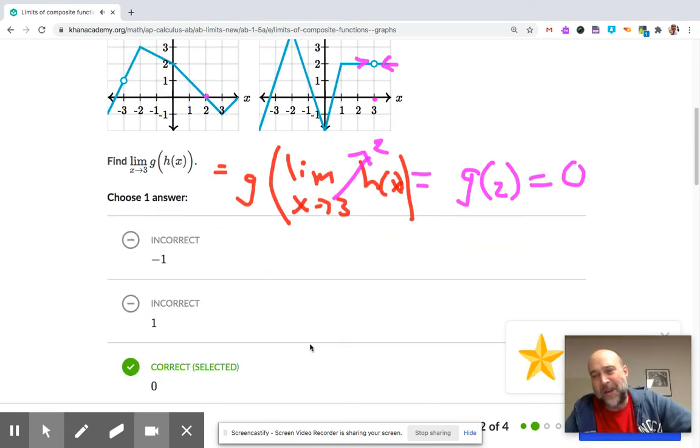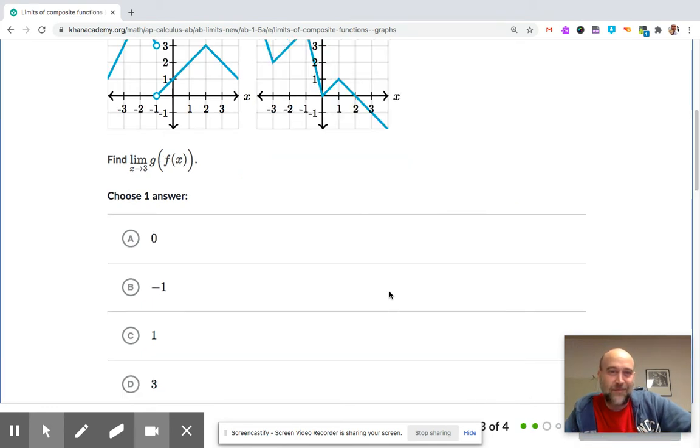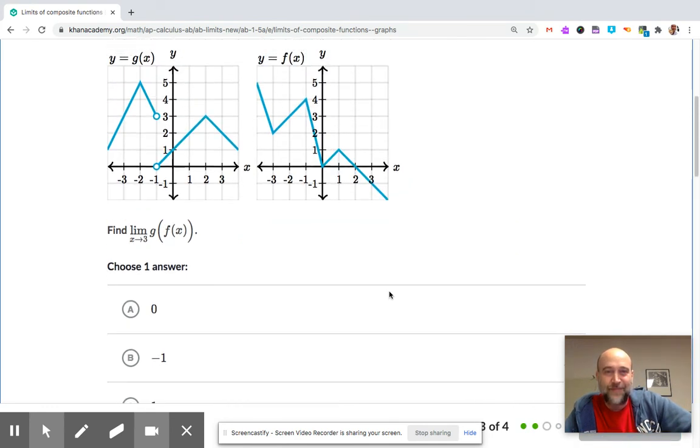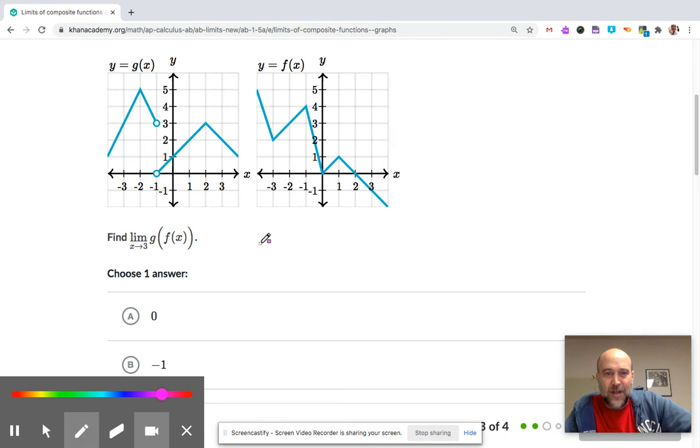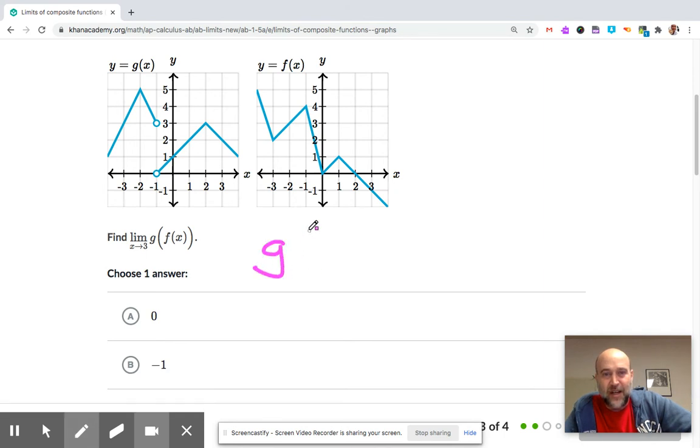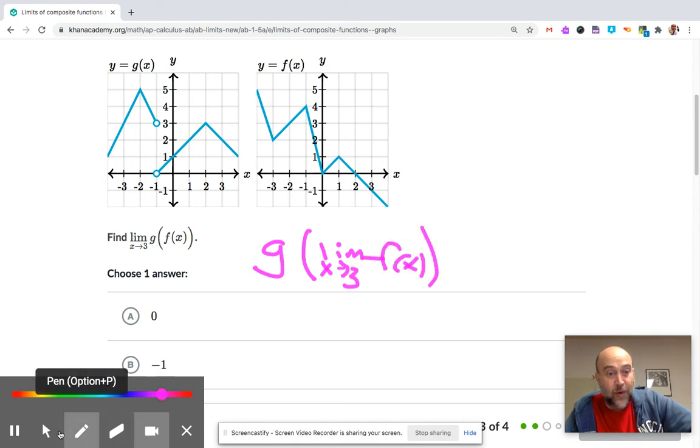The rest of them should be very similar. I'll look at one more, see if it's any different. Okay. You would do this one first. I got a feeling the output's going to be -1. Let's go ahead and go through it. So this is actually g of the limit as x goes to 3 of our f of x function, going to 3 from both sides.